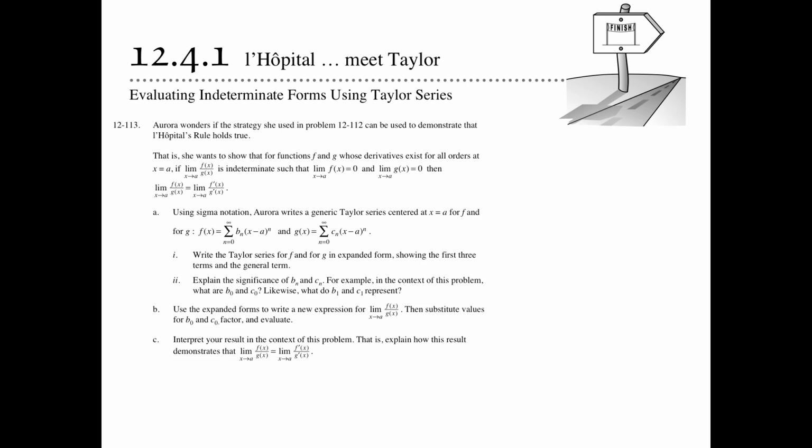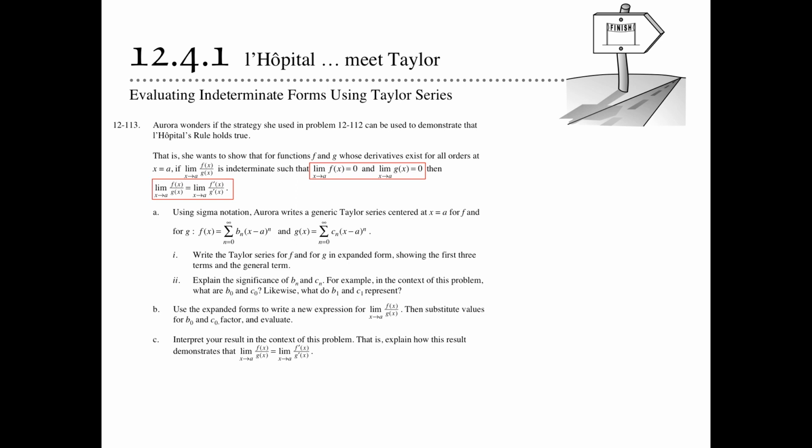So problem 12-113, which is the big problem in lesson 12.4.1, involves using Taylor polynomials to demonstrate that, in general, if the limit as x goes to a of f of x over g of x fits the indeterminate form of 0 over 0, then the limit is equivalent to the limit as x goes to a of f prime over g prime, and thereby demonstrating that L'Hopital's rule holds true.